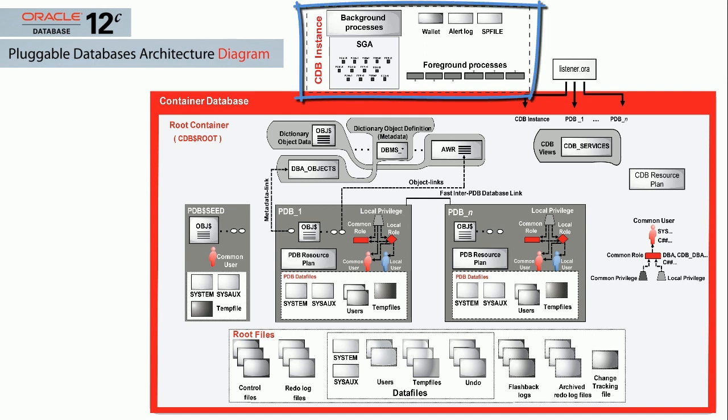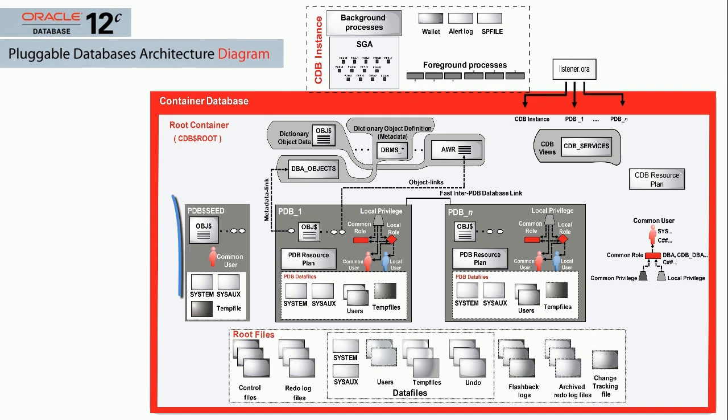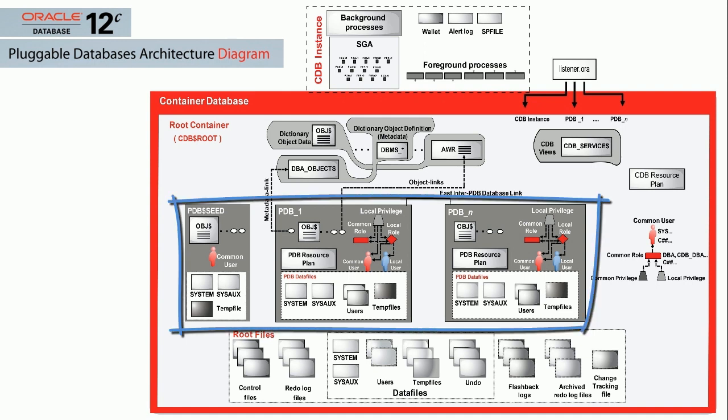This box represents the Container Database instance. This contains the background and foreground processes, System Global Area, SGA, and various other objects which are required to run the Oracle Database instance. This box represents the Container Database files, known as root files. These boxes represent pluggable databases in the root container.